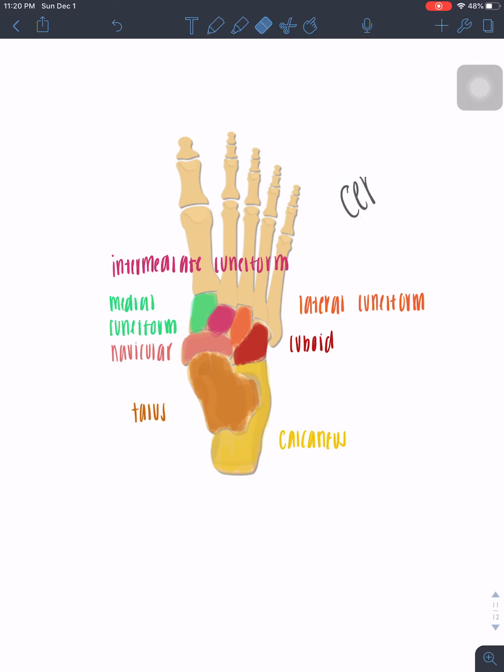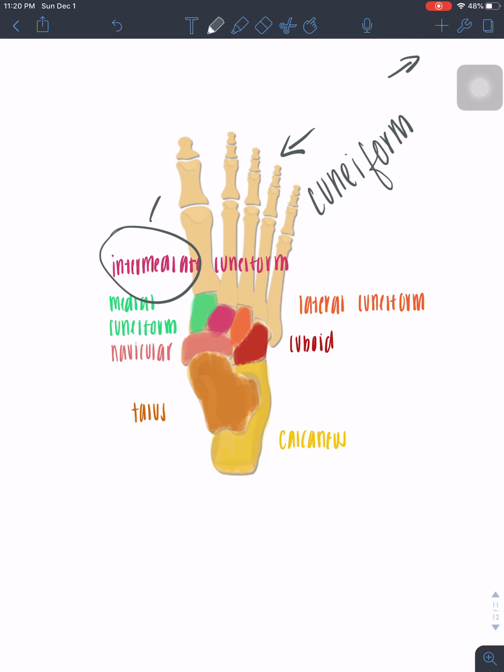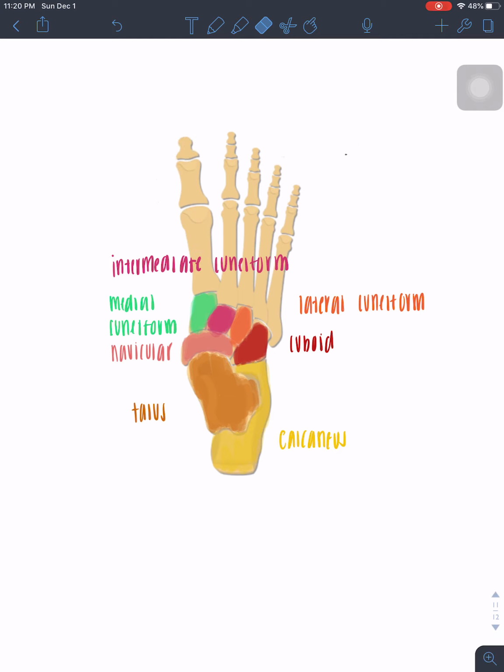Oh, I spelled that so wrong. They're all cuneiform. And just like that, there's a lateral, there's a medial, and there's an intermediate. An intermediate, I just think of middle. But of course, that's not the right term for it, but it helps me remember, and whenever I think of medial cuneiform, it's like, what else is medial? And then I just somehow think of intermediate. So here we have the lateral cuneiform, the intermediate cuneiform, and the medial cuneiform.